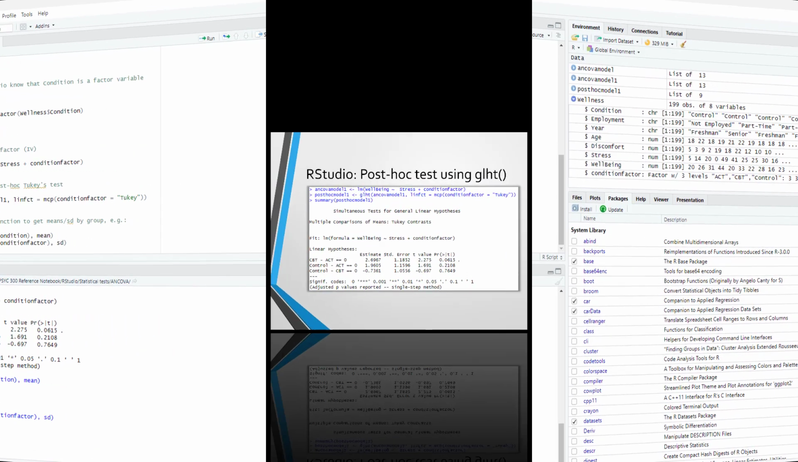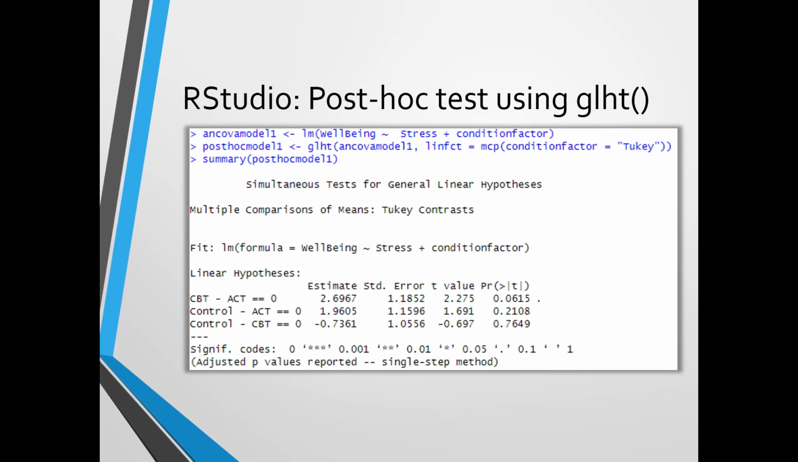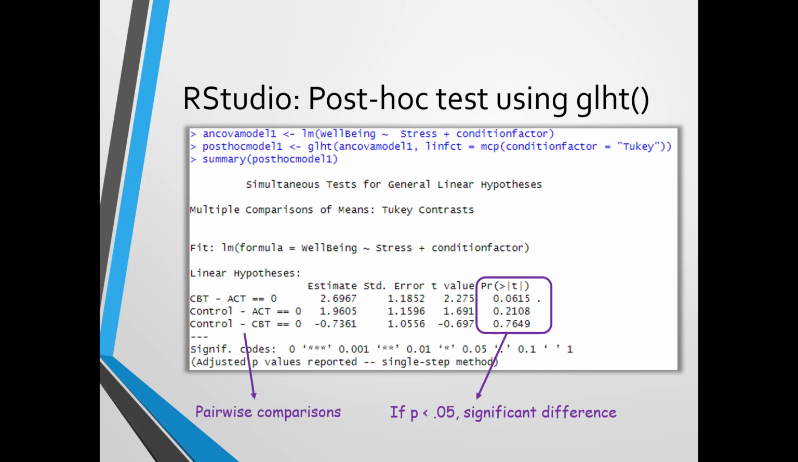See you there. So a quick review on how to interpret the glht summary output. You want to look at the p-values for pairwise comparisons, and if p is less than 0.05 for your alpha, then there's a significant difference, and you can look across and see which pairwise comparisons had a significant difference based on the p-value that's associated with it.